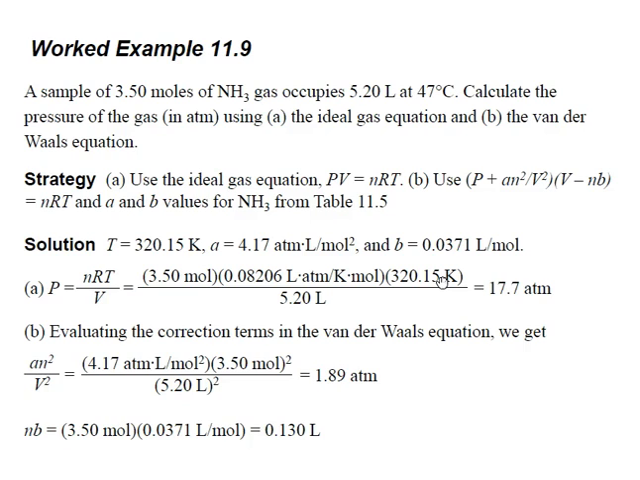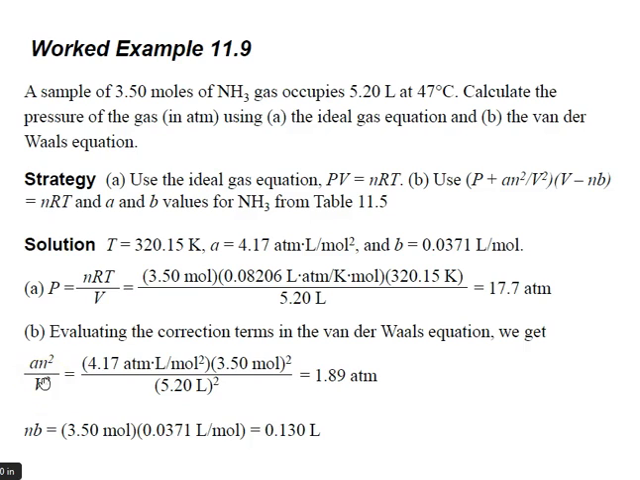And the volume is also given, 5.20 liters. We multiply these numbers up top and divide by the denominator. We get 17.7 atmospheres. Now if we look at our correcting factors, we take into account an squared over V squared. That's going to be this written here.